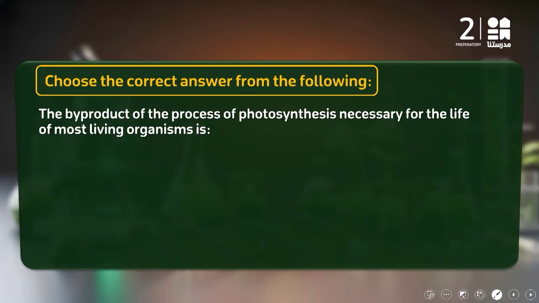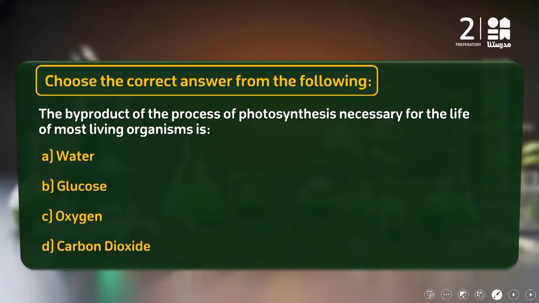In the equation of photosynthesis, carbon dioxide and water change to glucose and the byproduct. What is the byproduct? Let's see the answers. Water, no, it is a reactant. Glucose, yes, it's a product, but not a byproduct. Carbon dioxide, no, photosynthesis doesn't produce carbon dioxide, so the answer must be oxygen. Oxygen is a byproduct which helps the life of all living organisms.